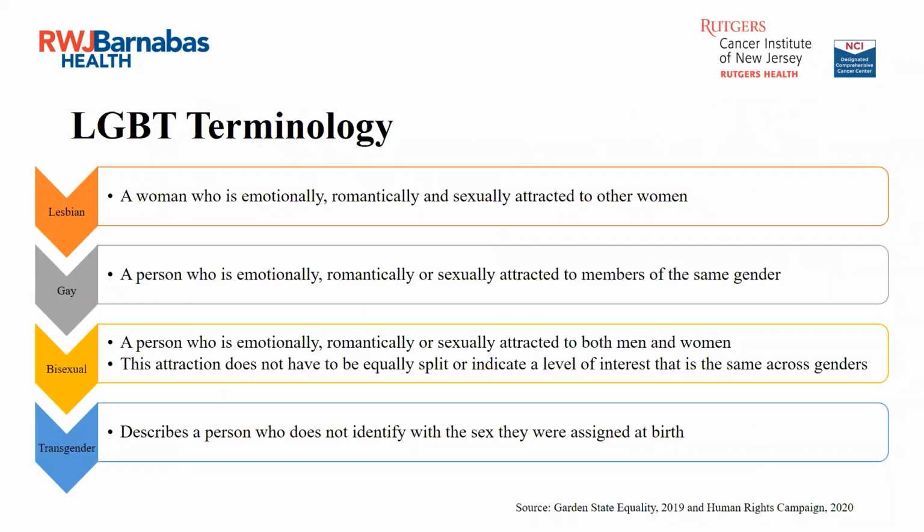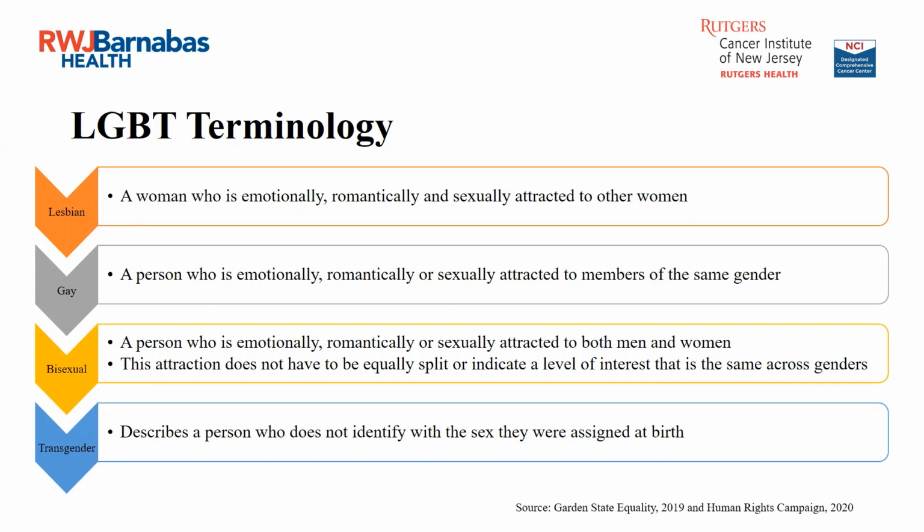So before I move forward, I want to briefly clarify who exactly I am talking about when I say LGBT health. The acronym LGBT stands for lesbian, gay, bisexual, and transgender. The term lesbian refers to a woman who is attracted to other women. The term gay refers to anyone who is attracted to people of the same gender. It's sometimes used interchangeably with the term lesbian, but it mostly is used to describe men. The term bisexual refers to a person who's attracted to both men and women. And the term transgender refers to someone who does not identify with the sex they were assigned at birth.